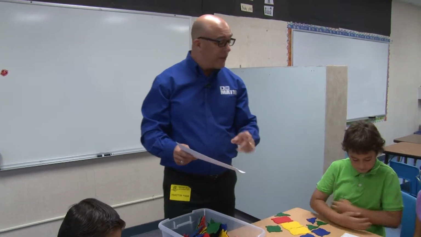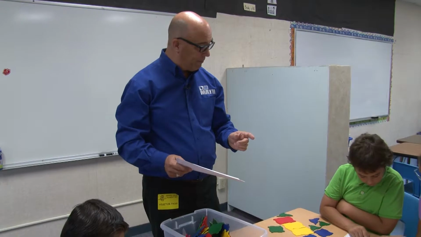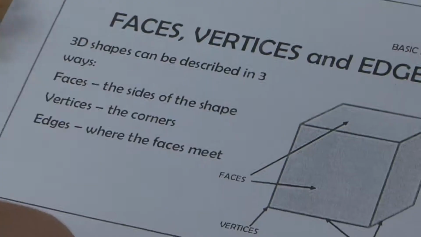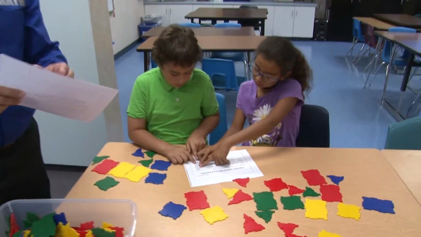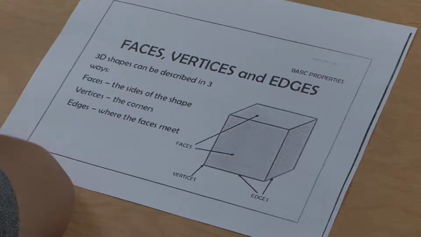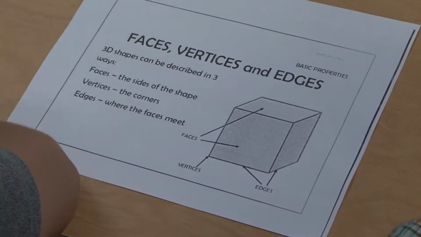All right, the vertices are the corners. All right, you guys see where the vertices are? Those are the corners of the object. And then the edges, that's where the faces meet. So when the two come together and you click them together, that's the edge. Are you guys all good now? Yeah. So use that as a reference, and now I have a challenge for you.